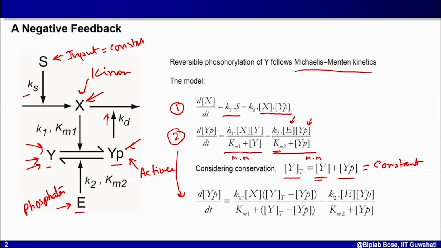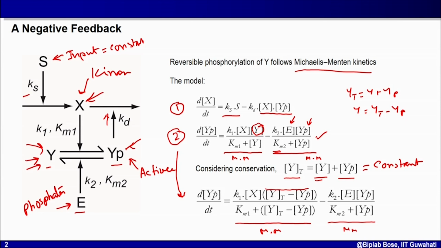dYp/dt is equal to K1 into X, in place of Y, I am writing Yt minus Yp, because Yt is equal to Y plus Yp. That means Y is equal to Yt minus Yp. So that's what has been written here. This is the first Michaelis-Menten term. The second one remains the same as in the ODE2. So this is the second Michaelis-Menten term.